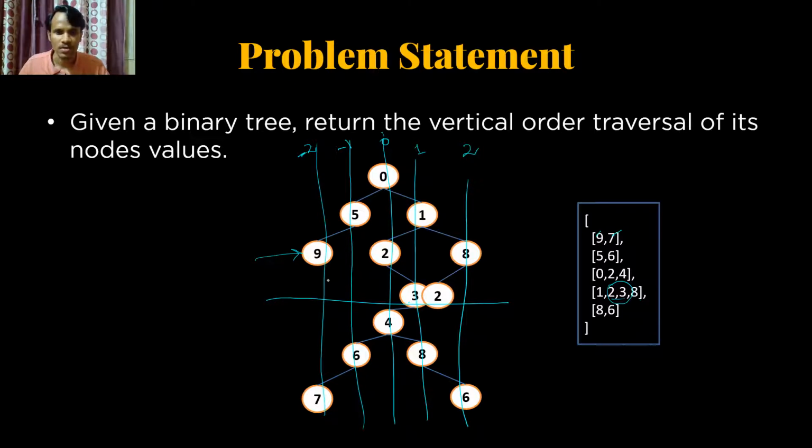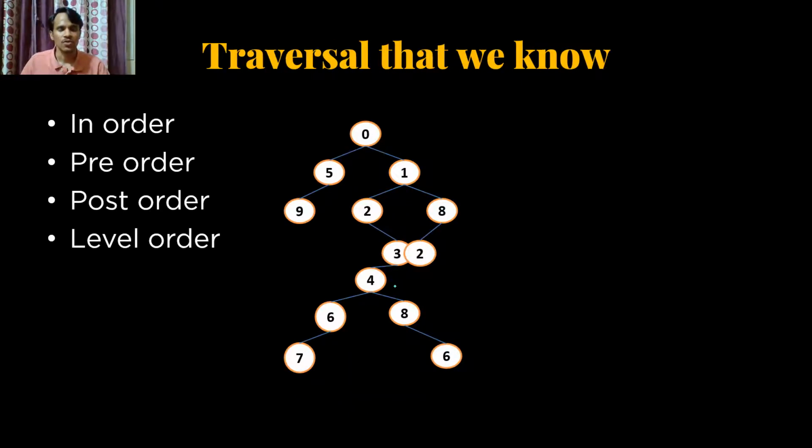So first thing is the nodes which are at an earlier level should come before the numbers which are at a later level, and if they are at the same level it should be in sorted order, right? So let's see an example here. What are the traversals that we know? We know in-order traversal, pre-order, post-order, and level order traversal. Using these traversals, we can give the vertical order traversal.